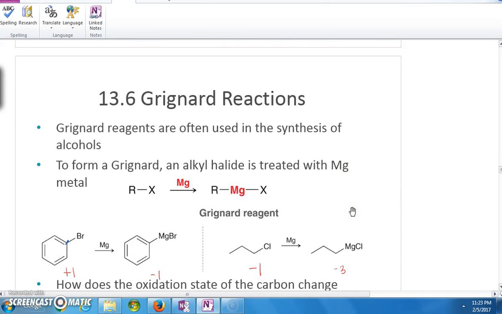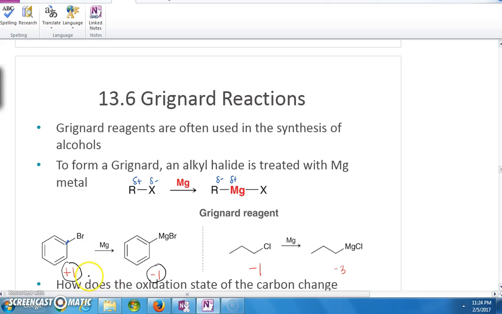Now, Grignard reagents are often used in the synthesis of alcohols. To form a Grignard, an alkyl halide is treated with magnesium metal. That's basically how you form a Grignard. And the good thing about the Grignard is that you convert an electrophilic carbon to a nucleophilic carbon, and that is evidenced in the change in the oxidation number. Ordinarily, we expect the oxidation number of this carbon to be -1, while the carbon here will be -3, right?